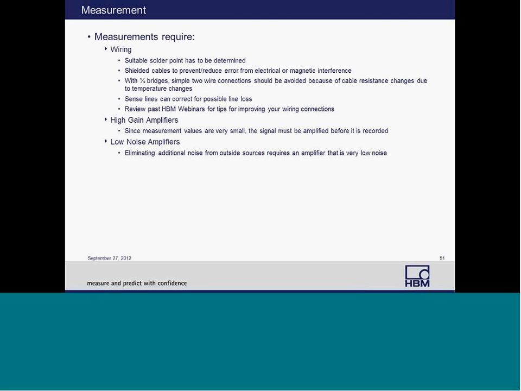Once the strain gauge is fully wired, we need to consider using high gain amplifiers. Since the measurement values are very, very small, the signal must be amplified before it can be recorded. And because we have the high gain amplifiers, we also need to make certain that our amplifiers are low noise. We need to eliminate additional noise from outside sources, and this requires an amplifier that is very low noise.